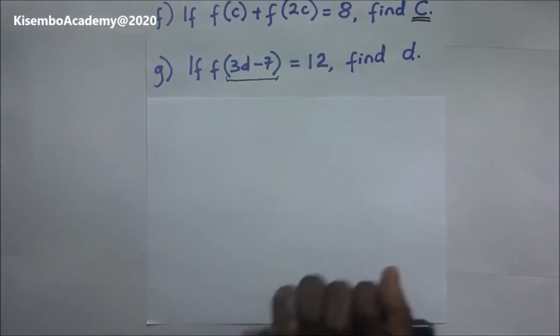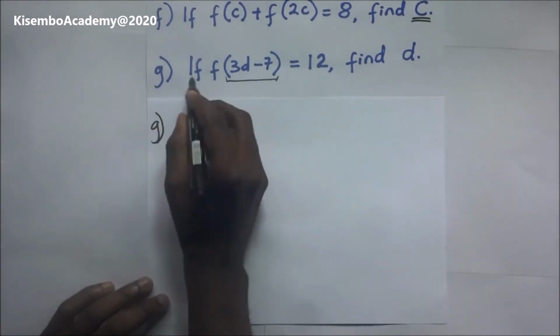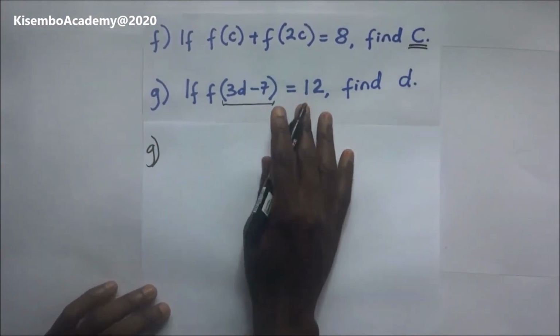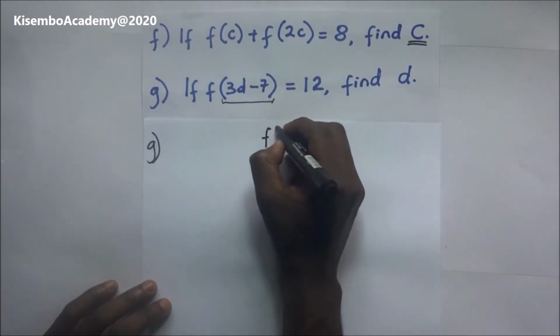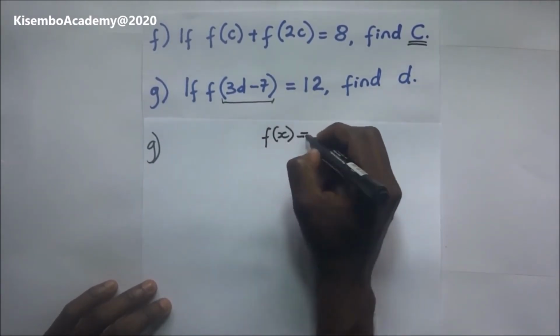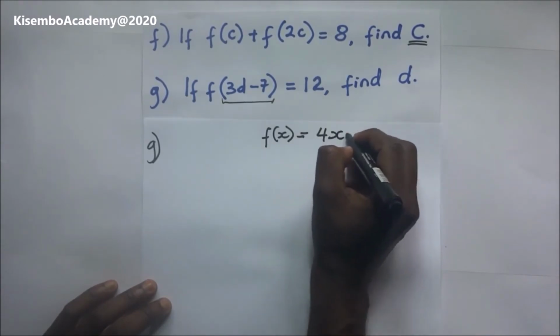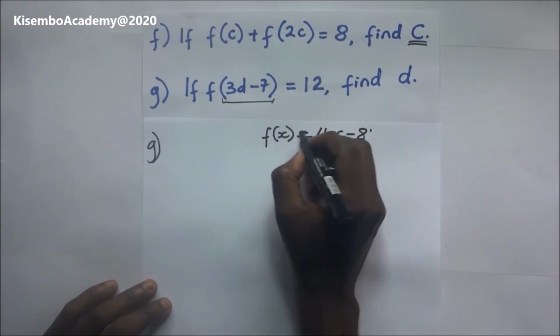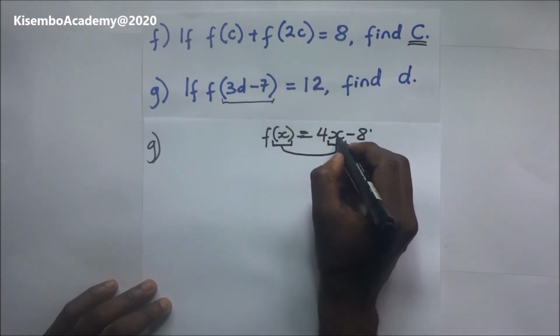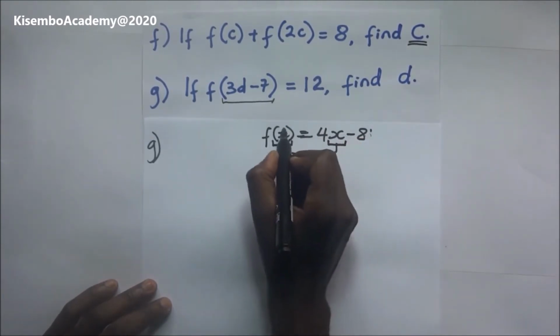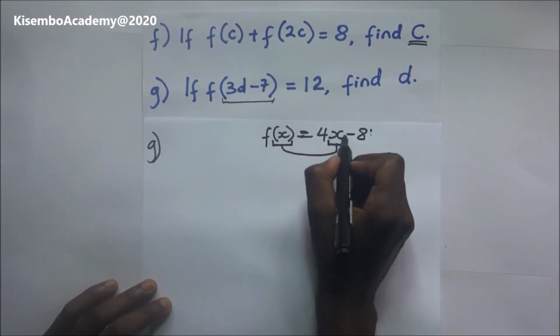So doing part G. Remember our initial function, we said that f of x is going to be given by 4x minus 8, and we also said that where there is x, we substitute in that expression. So whatever is put in these brackets here is what is representing what we put here in the expression.